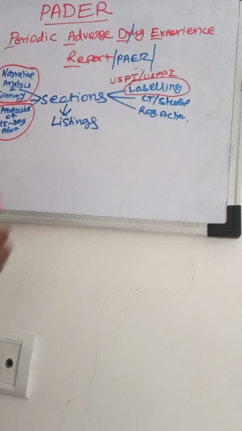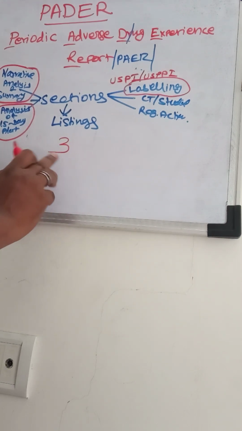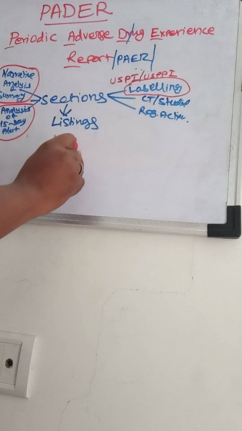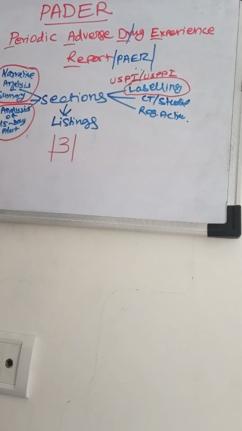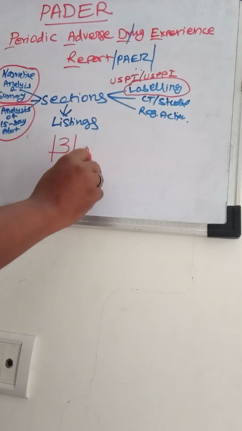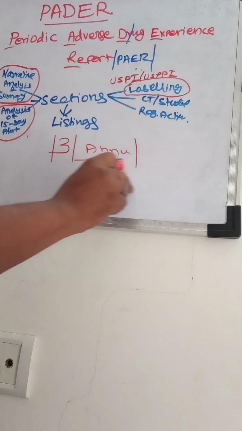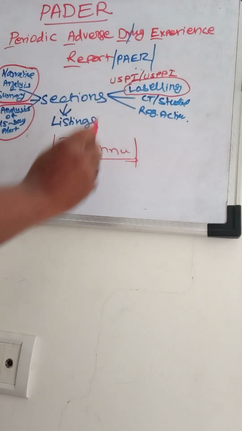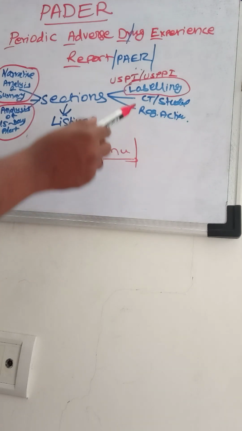For example, if they write for a 3 months reporting interval, then during these 3 months they will write what happened, how many times the USPI got changed. If it is an annual cycle, they will write how many times the labeling got changed. So those details will be captured.